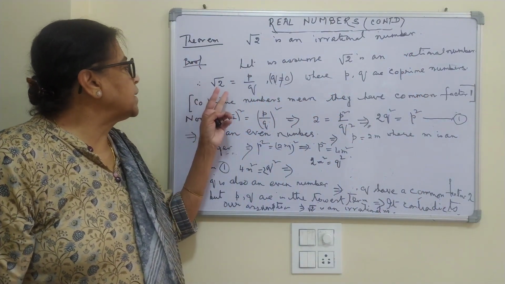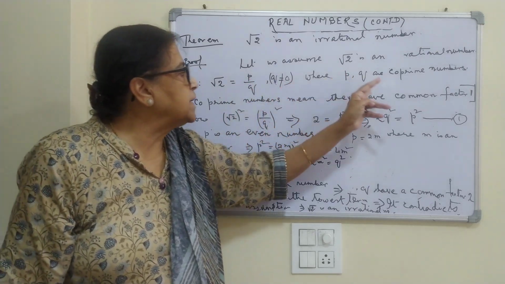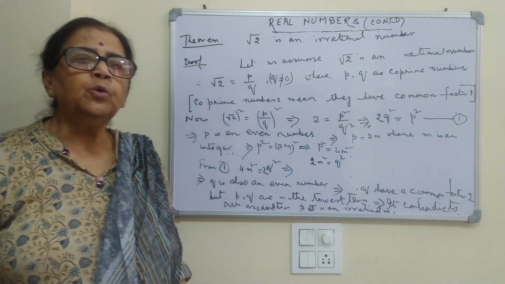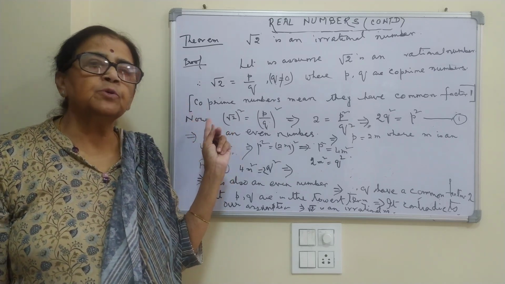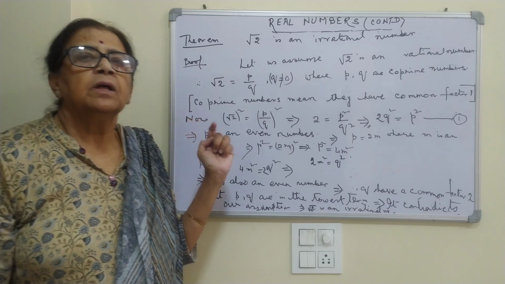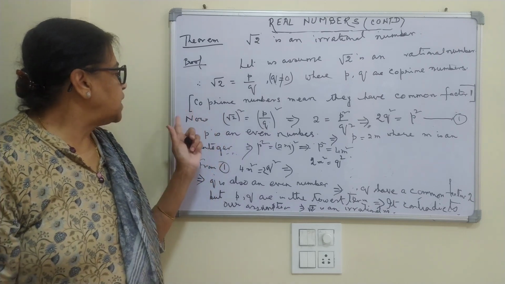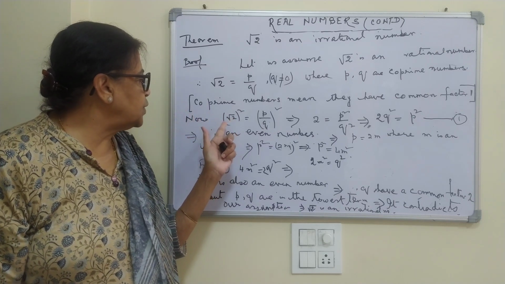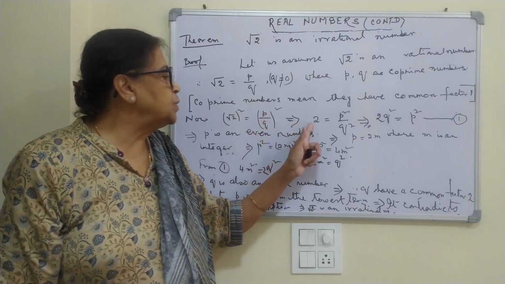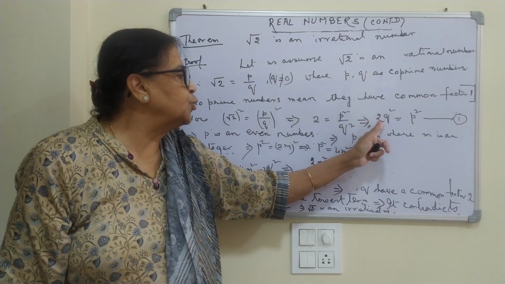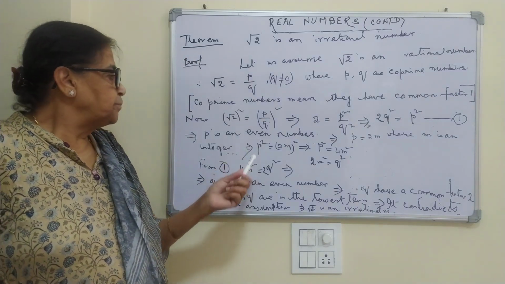So therefore, root 2 I can write as P by Q, Q not equal to 0, where P and Q are co-prime numbers. What do you mean by co-prime? Co-prime means they don't have a common factor. For example, 3 and 5, 4 and 9, etc. Now here 2 is equal to P by Q whole square, squaring both the sides. That is 2 is equal to P square by Q square, so 2Q square is equal to P square.